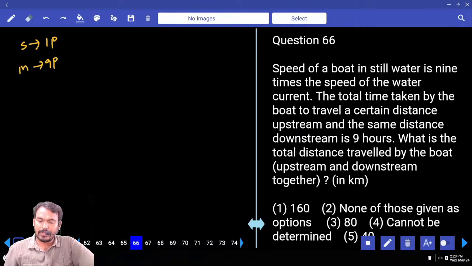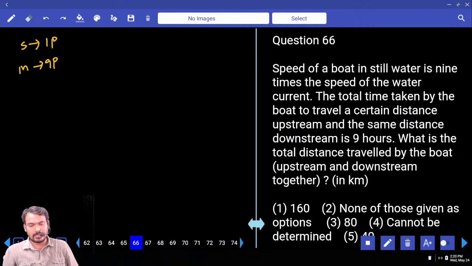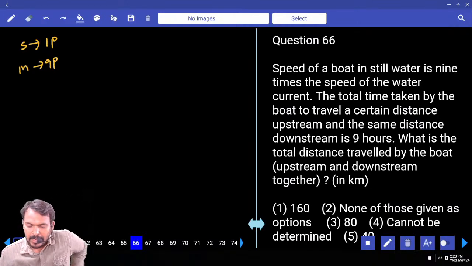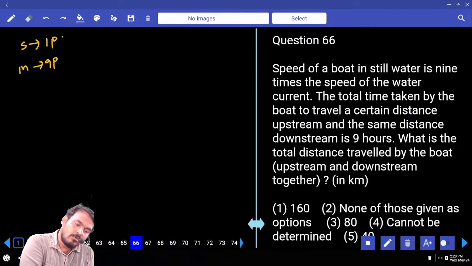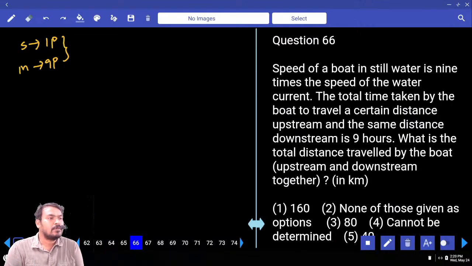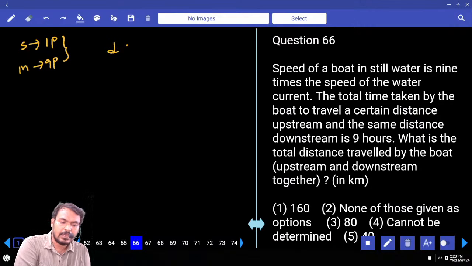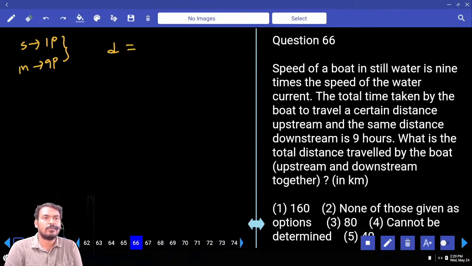Next, the total time taken by the boat to travel a certain distance upstream and the same distance downstream is 9 hours. What is the total distance traveled by the boat upstream and downstream together? Okay. What are the M plus and M minus? 10 parts, M minus 8 parts. Distance equals speed into time. Product of the speeds by difference of the speeds into time difference.